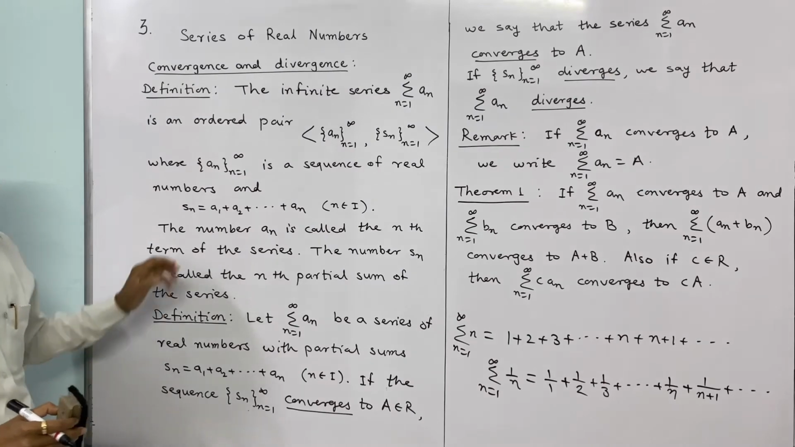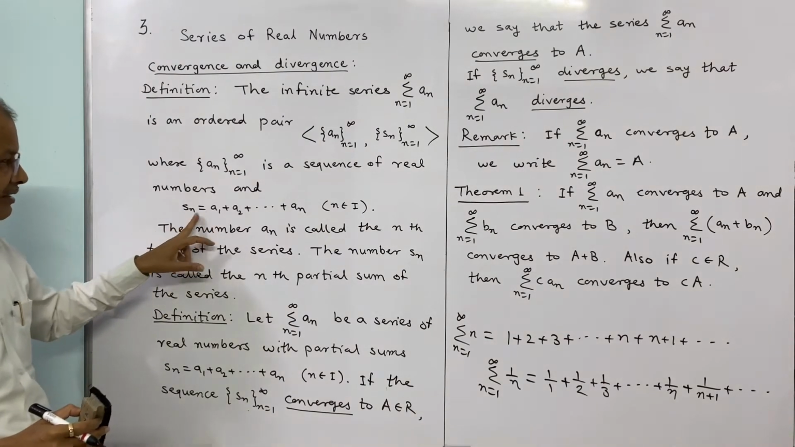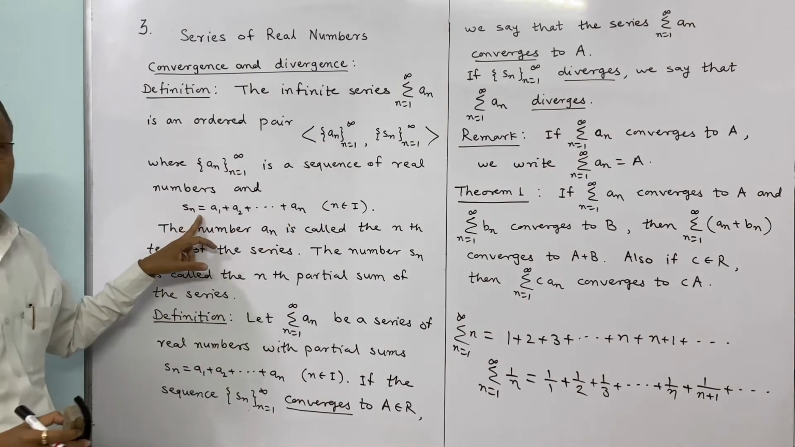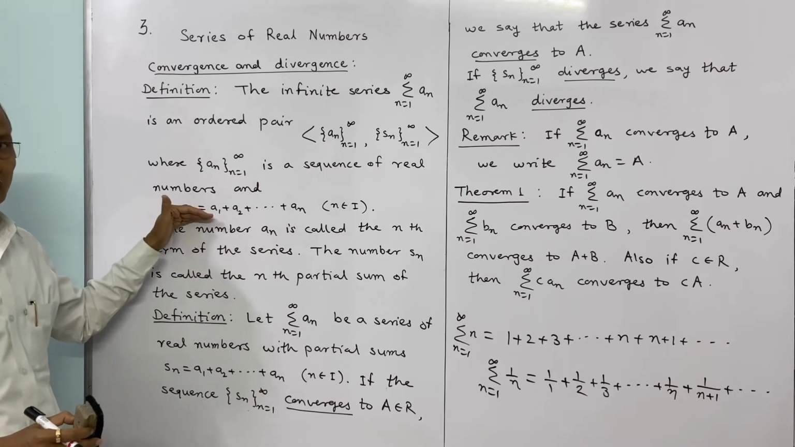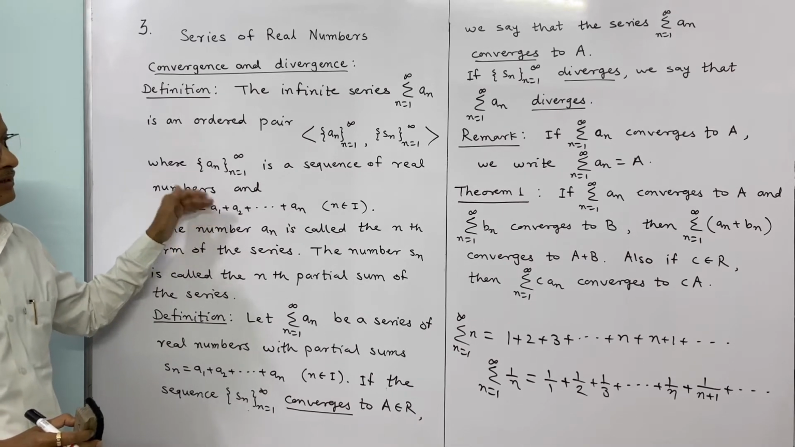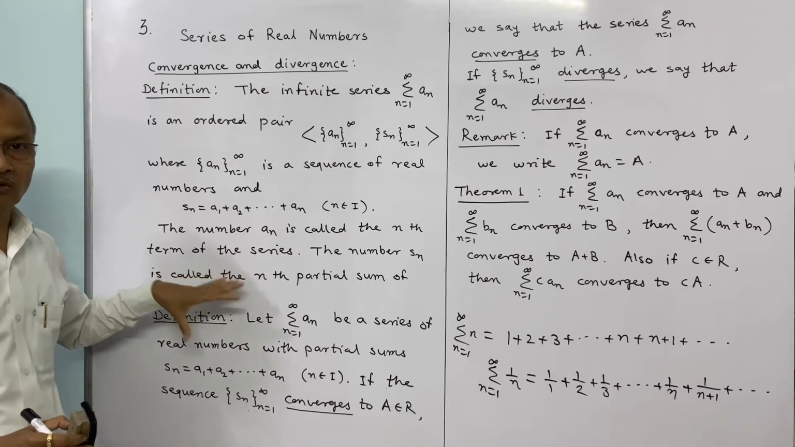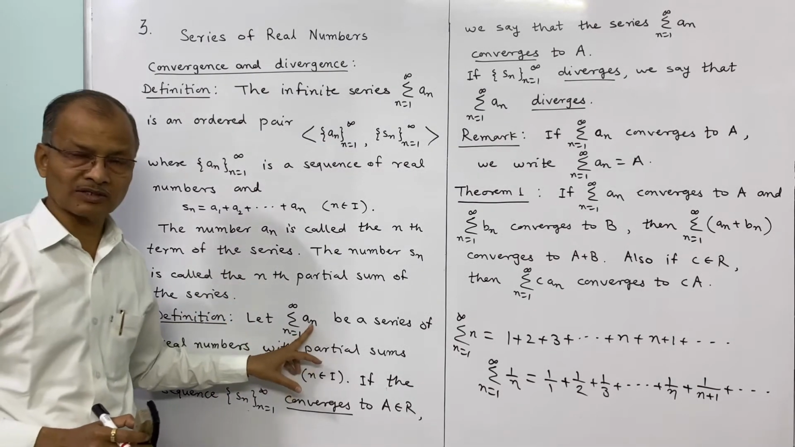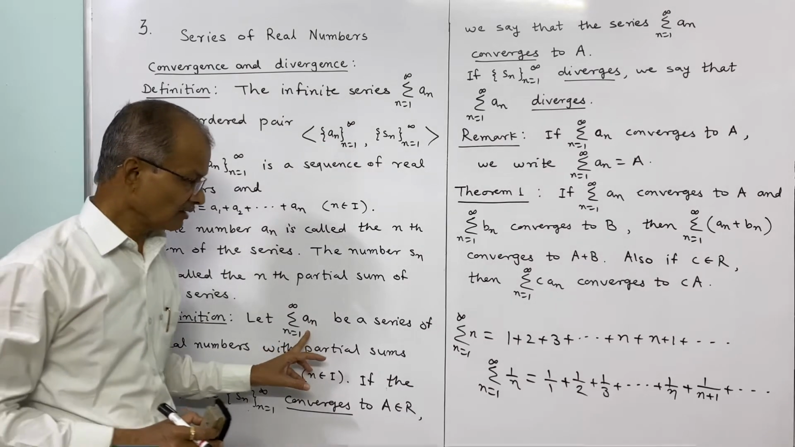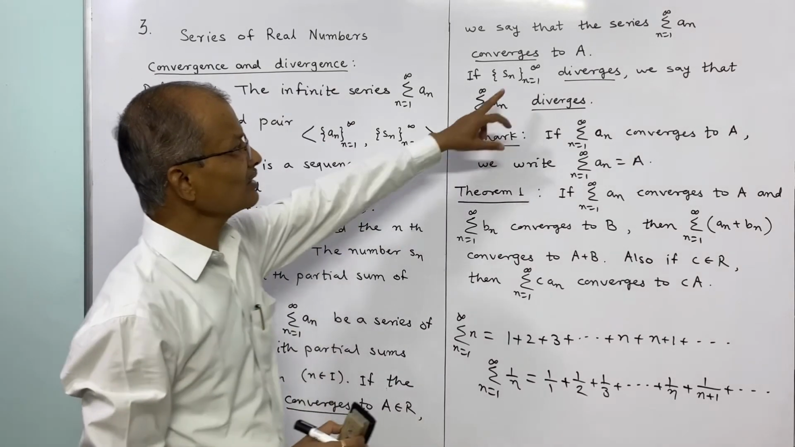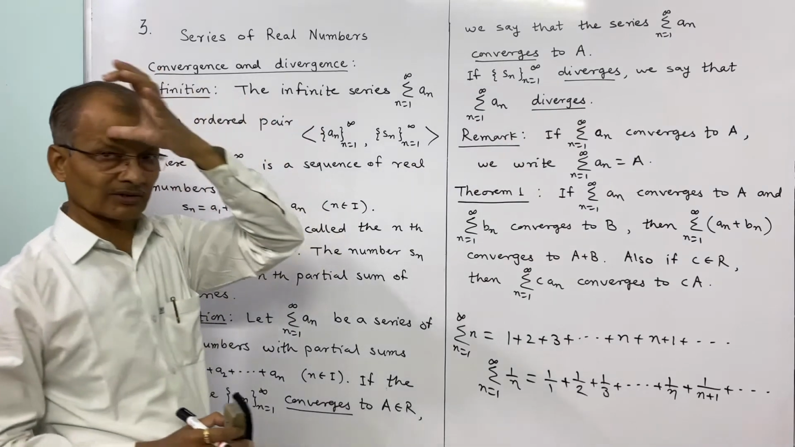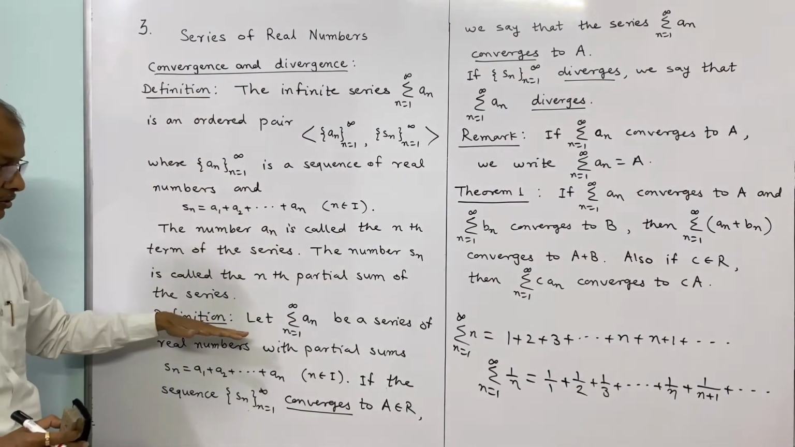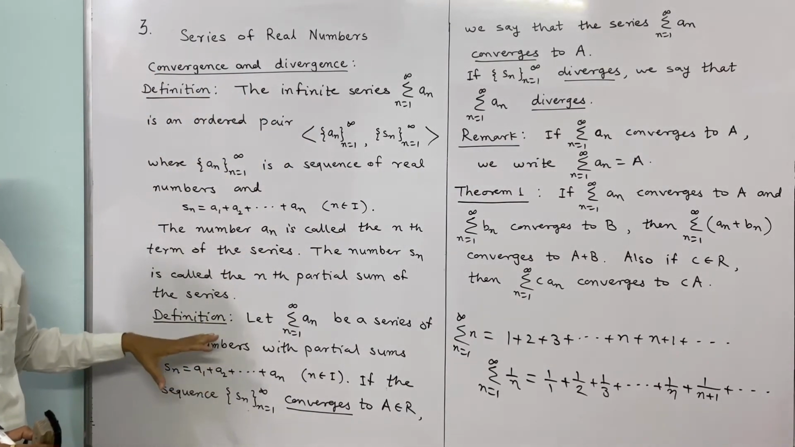And what is the partial sum? That is Sn, the sum of the first n terms of the series. We form a sequence of these partial sums and then decide whether it is convergent or divergent. If it is convergent, the original series, sigma an, is convergent, and if Sn is divergent, then sigma an is divergent. So this is the definition for convergence and divergence of the series.